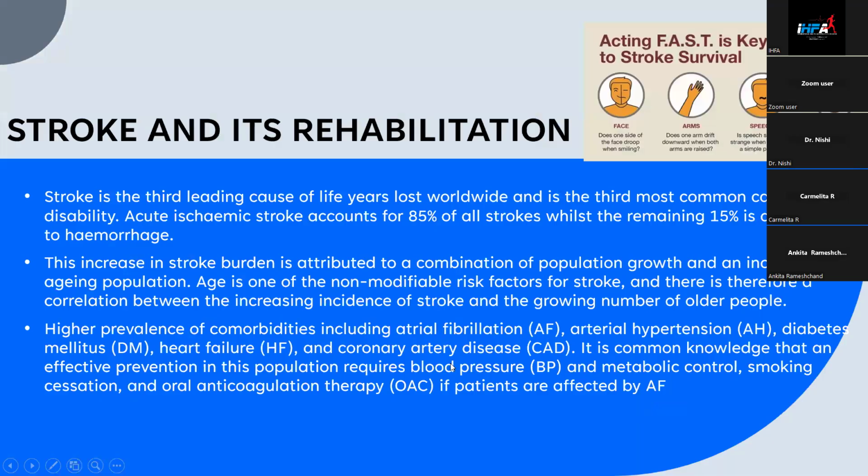So now the first thing we are going to understand is stroke and its rehabilitation. Can anyone tell me what is stroke and why it is most commonly seen in the old age population? Anyone? What is stroke?